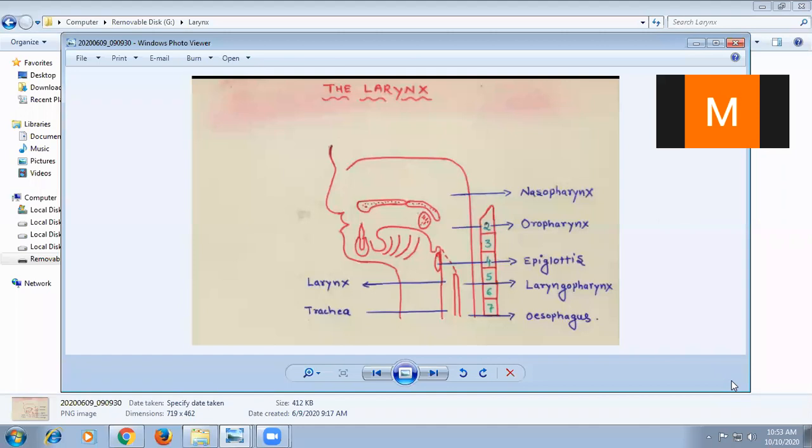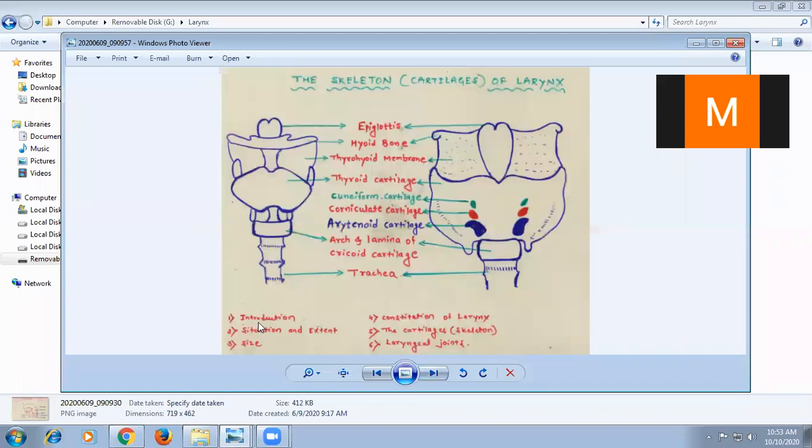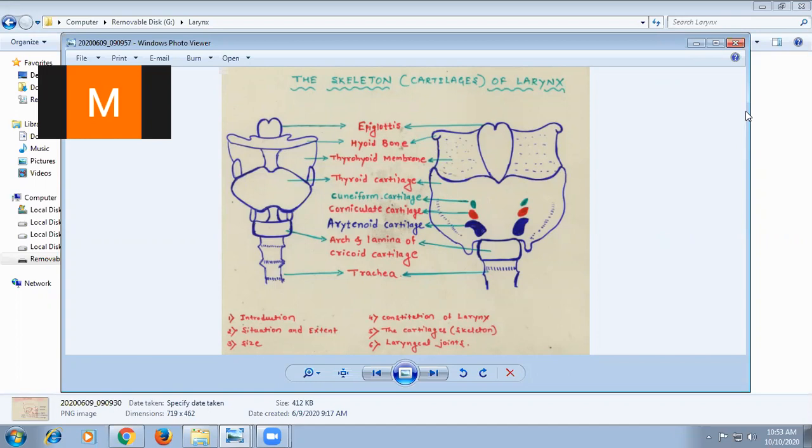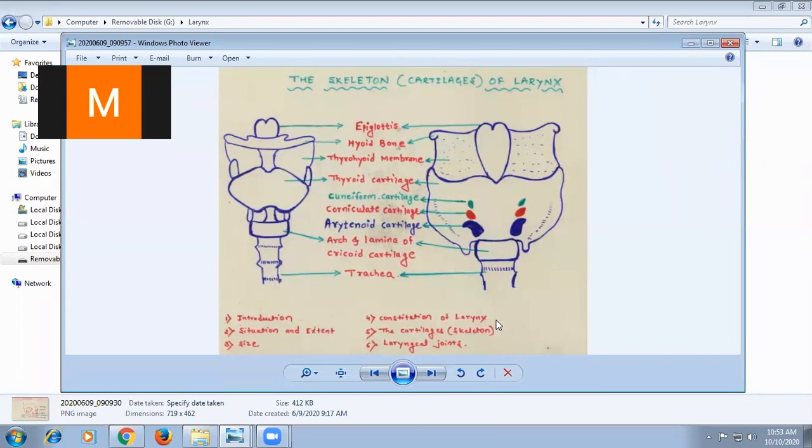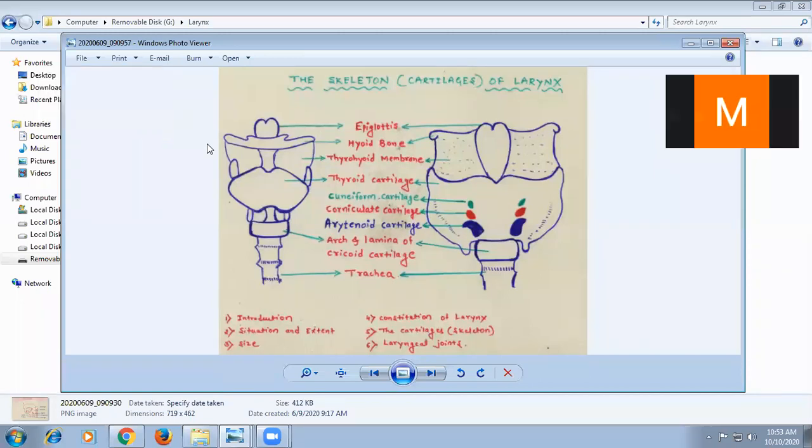So you have to remember the heads I have given in the introduction: introduction, situation and extent, size, constitution of the larynx, the laryngeal joints, and next you have to remember the blood supply and nerve supply of the laryngeal muscles, and the clinical anatomy that I am going to cover. I hope you have understood this about the introduction.